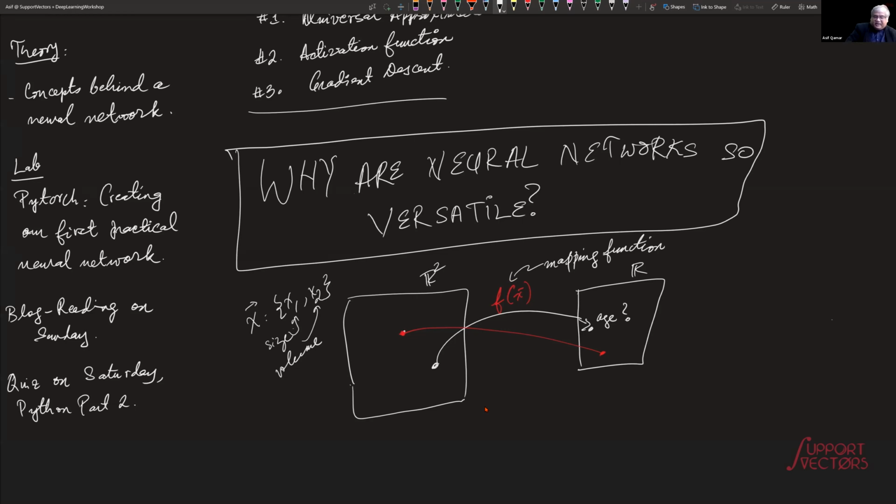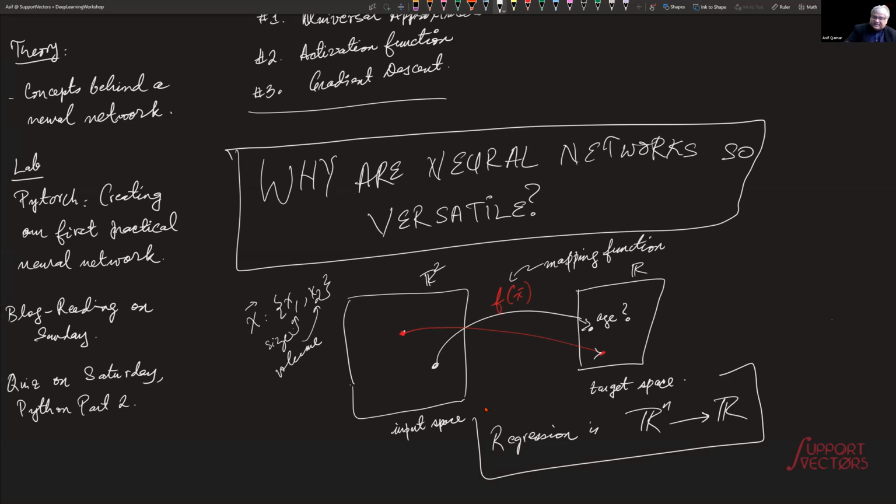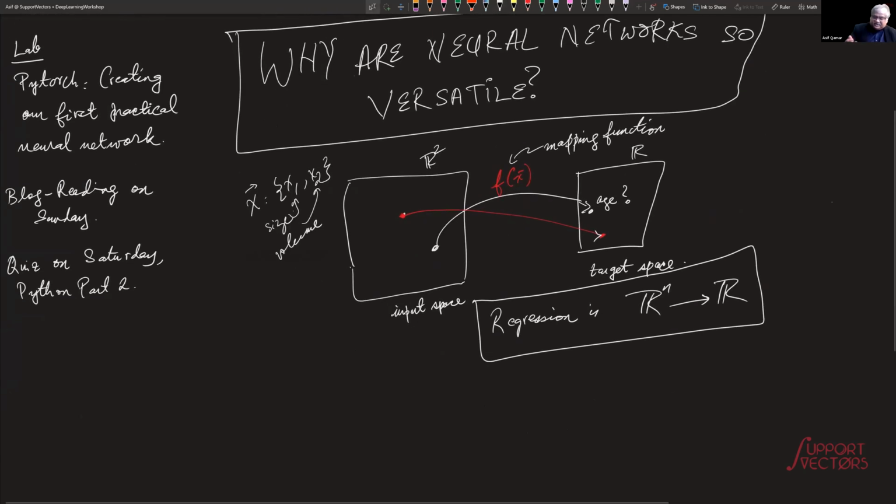That takes you from the input space to the target space. And that is what I meant when I said that regression is a mapping from Rn, where data comes as n dimensions, now to generalize, to R. So this is, in simple terms, what a regression is. Now, there are a few caveats to that, and I'll come to that in a moment.